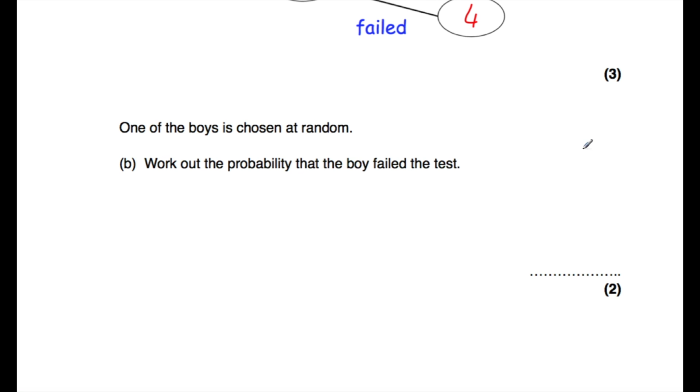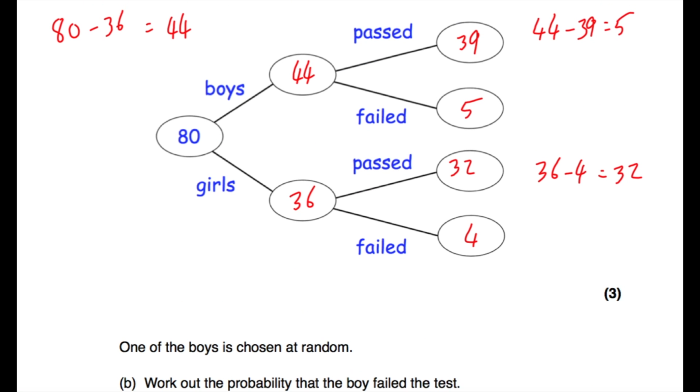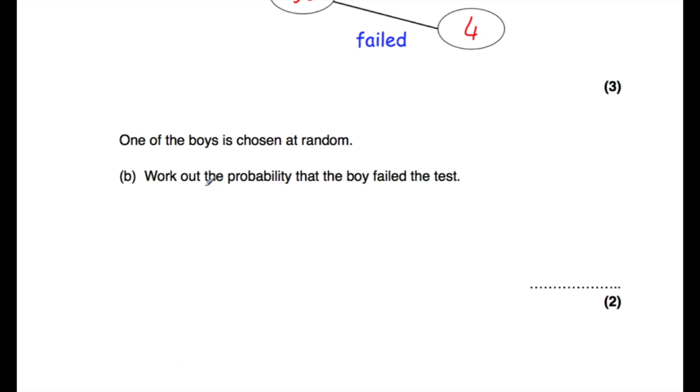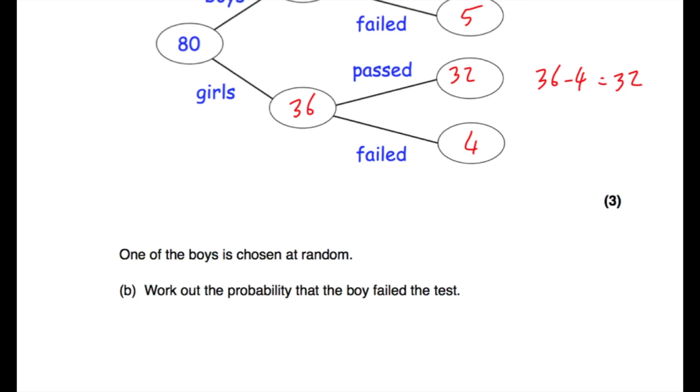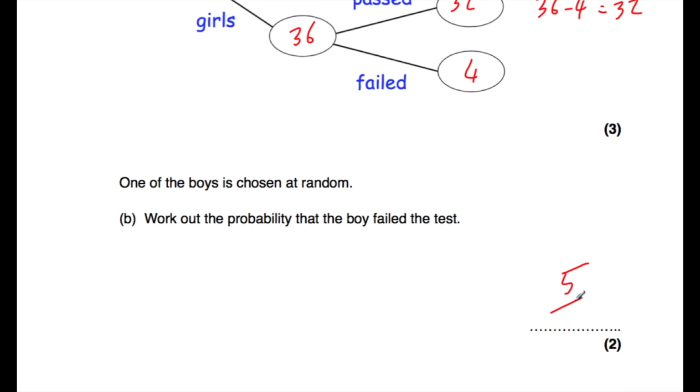Part B says one of the boys is chosen at random. So if we go back up, there's 44 boys. And we're asked to work out the probability that the boy failed the test. So out of the 44 boys, 5 of them failed the test. So that means the probability of the boy failing will be 5 out of 44. And that's it, 5/44. Okay, let's have a look at our next question.